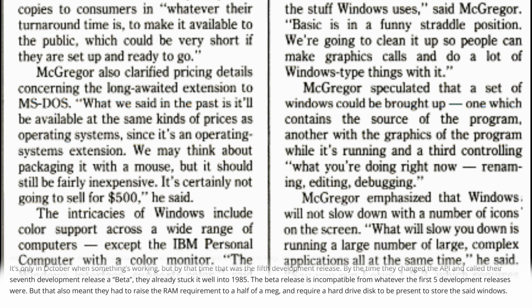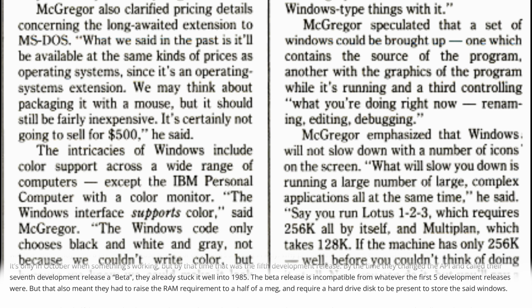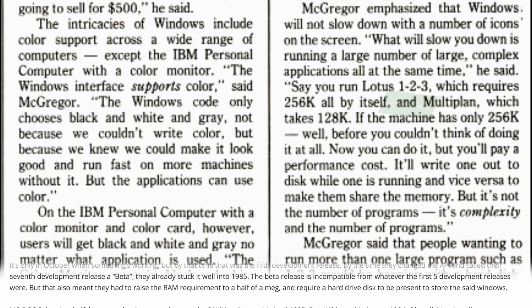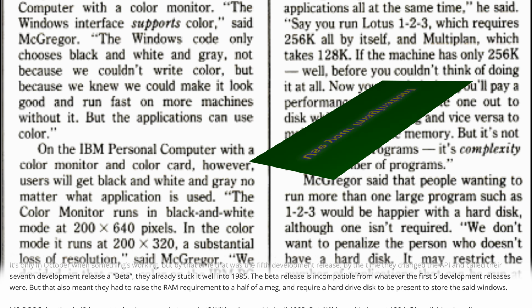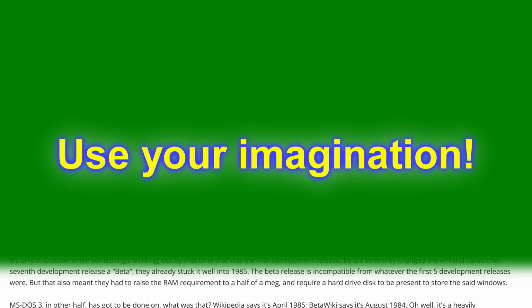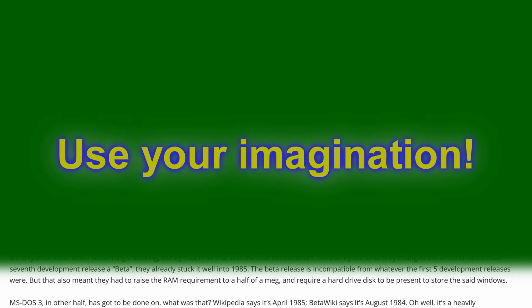By the time they changed the API and called their 7th development release a beta, they were already well into 1985. The beta release is incompatible with the first 5 development releases, but that also meant they had to raise the RAM requirement to half a meg, and require a hard disk drive to be present to store the said Windows.